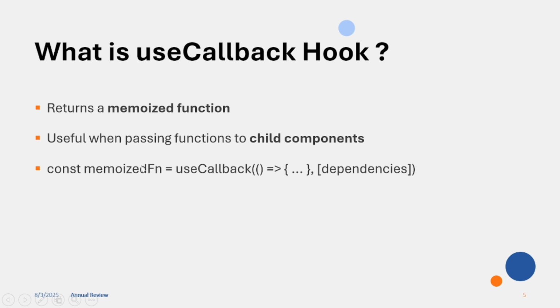And this is the syntax for the callback function. It's like useMemo only, useCallback here, an arrow function, and whatever the function is there, we can call it here. And here is a dependency. Once the dependency changes, then only this callback function will be called. Now we'll see the example with the code.